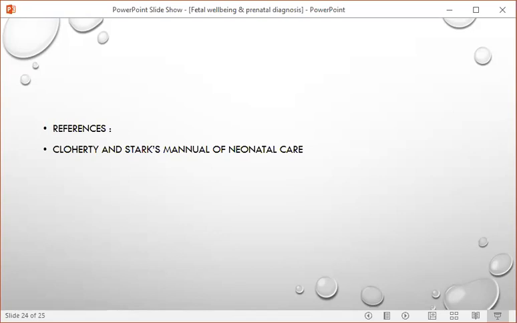Then I would also like to ask, what is the minimum number of visits for a lady to be called as a properly booked case of antenatal? At least 3 visits should be present. It is 4 according to WHO. It has changed a long time back. We also have been taught that it should be 3, but it should be 4 as per WHO.